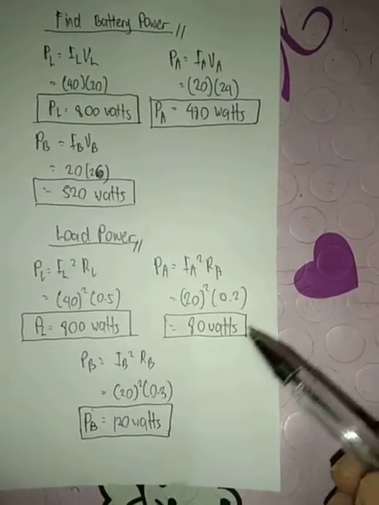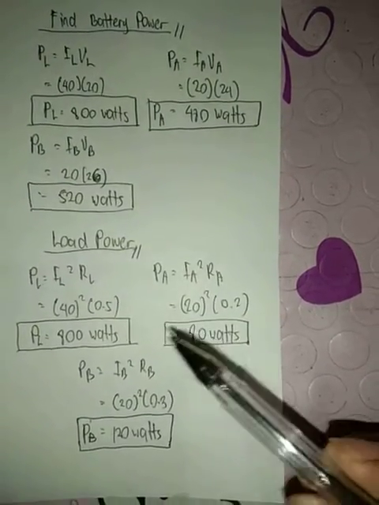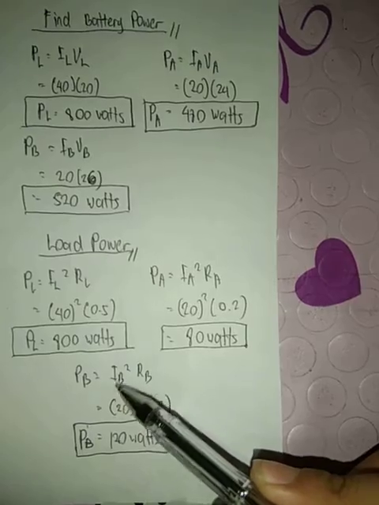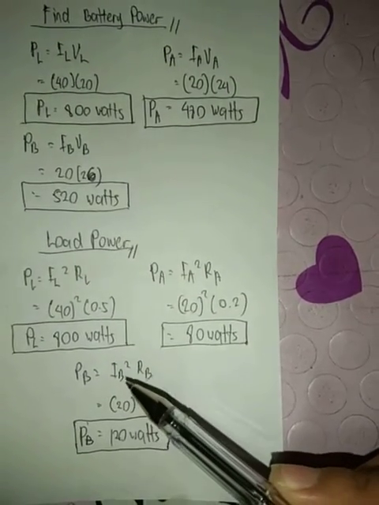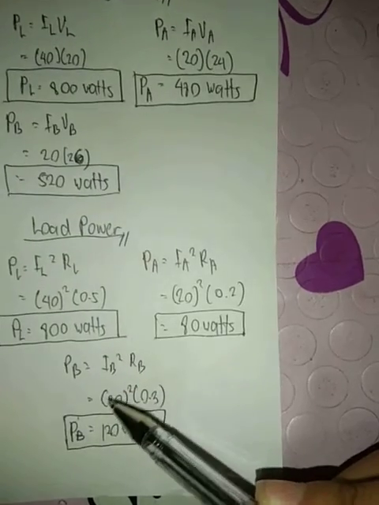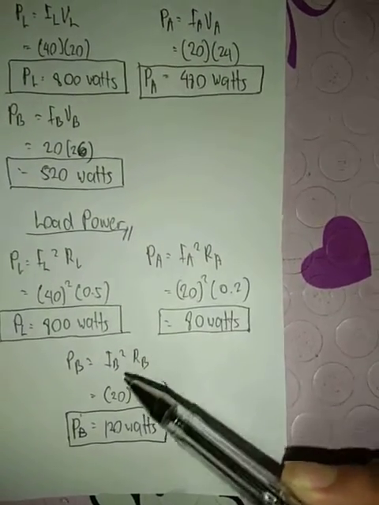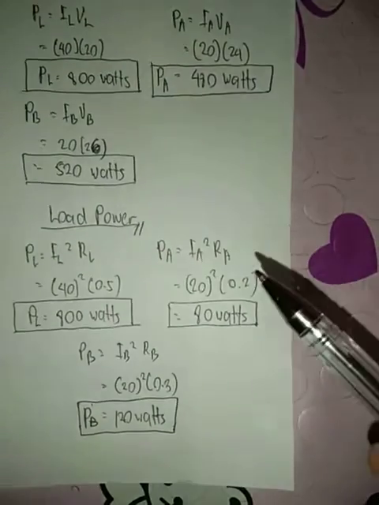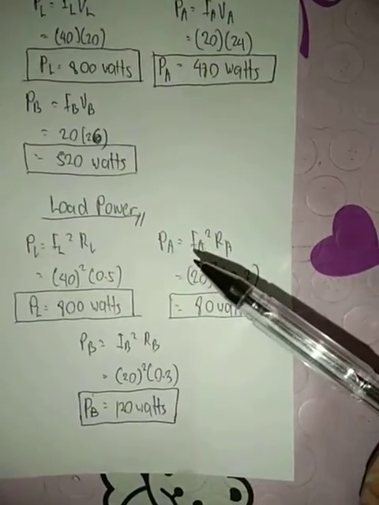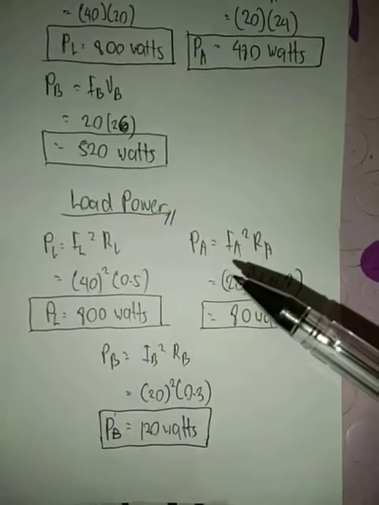And then PB, it is the same: IB squared times RB. We have the IB of 20, square that, then times the RB of 0.3, then the answer for PB equals 120 watts. So is that all?